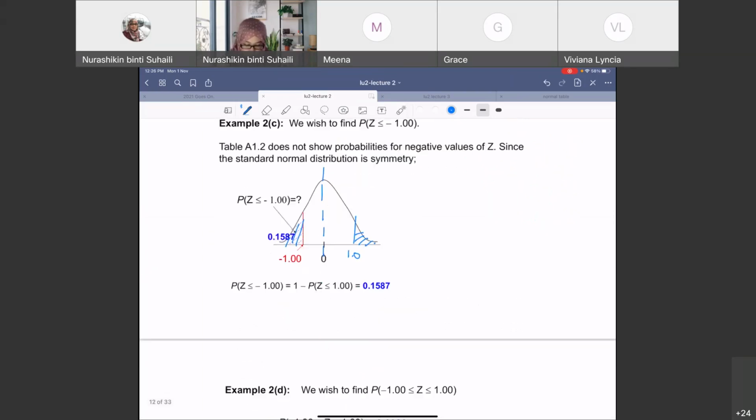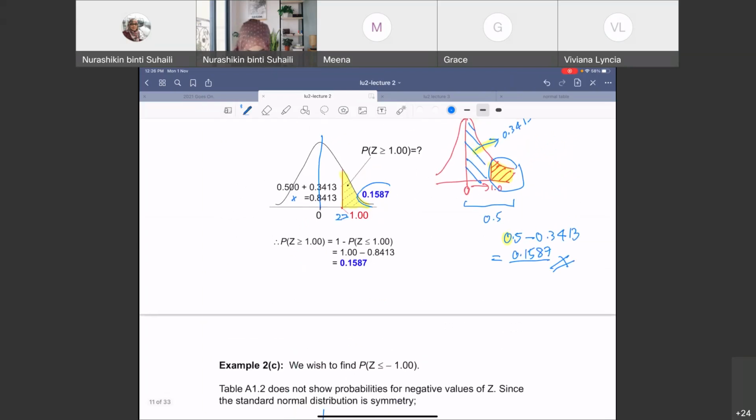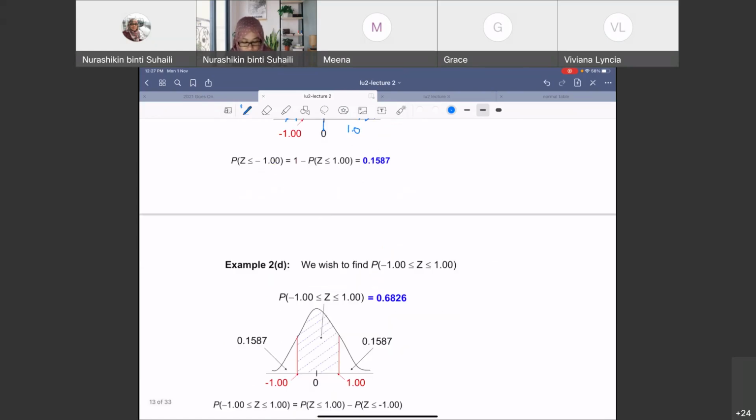principle. Okay, here is 0.1587. It's actually the same as this question, because for here, this is 0.1587. So it means that it will be equal to the area for Z less than -1, which is this one, because of the symmetry.